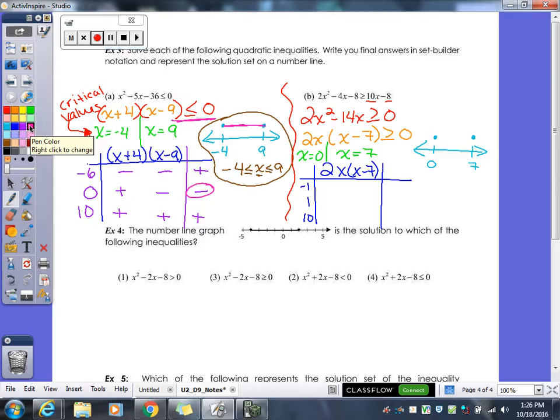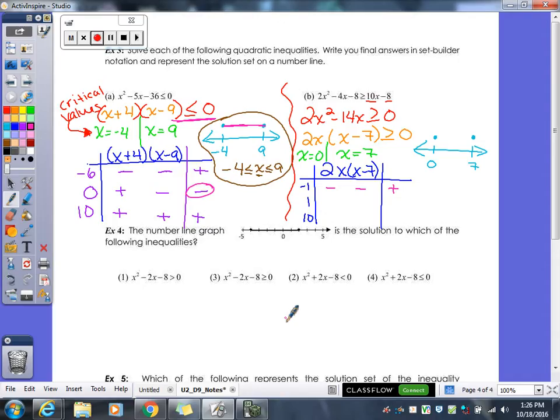All right, so let's test them. If I plug in -1, I'd get a negative number when I multiply it times my 2. What kind of a number when I plug it into the parentheses? Negative. -1 minus 7 gives me -8. So negative times negative gives us positive. Stop there. Stick with me here.